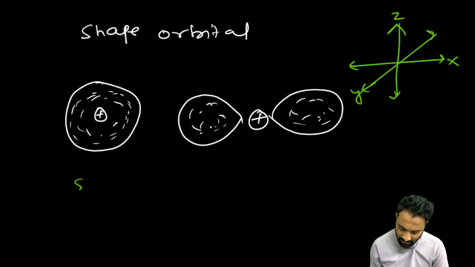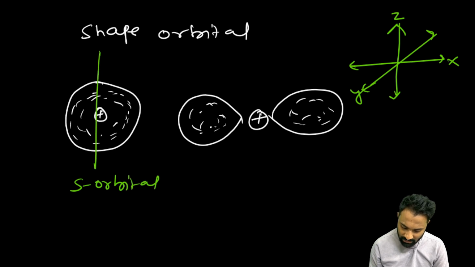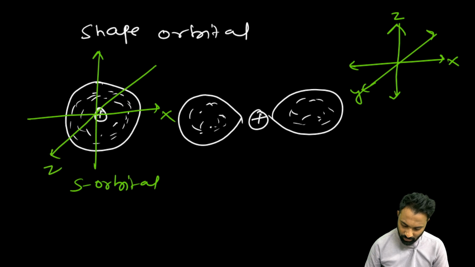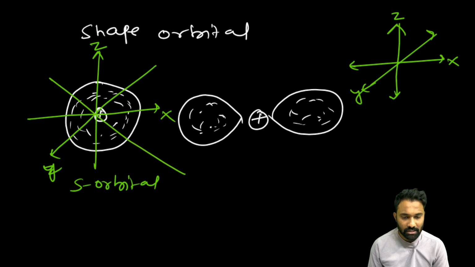For the s orbital, you can see that if you go along the z-axis you get the electron. These white dots are the electrons. If you go along the x-axis you get the electron, and if you go along the y-axis you get the electrons. If you go along this axis also, you get the electrons. In all directions you get the electrons. That's the reason the s orbital is non-directional in nature.